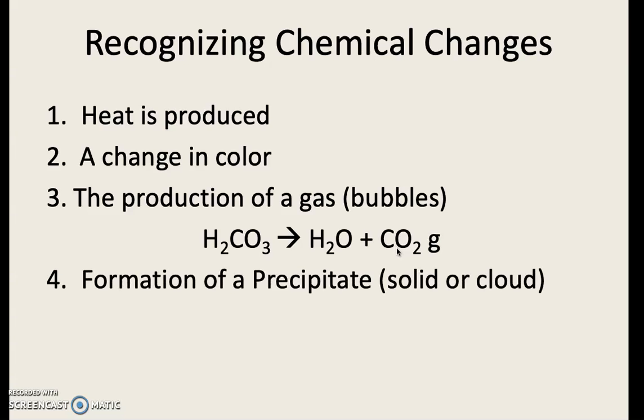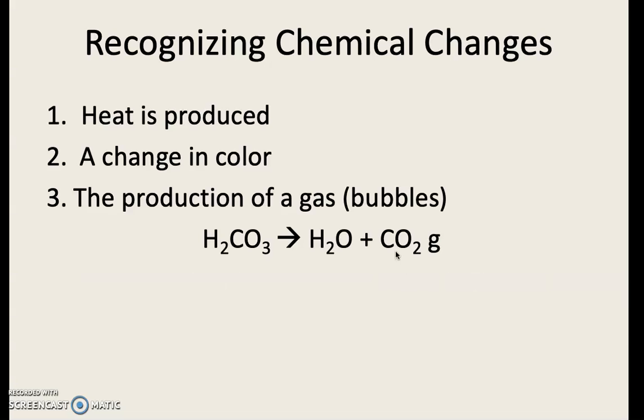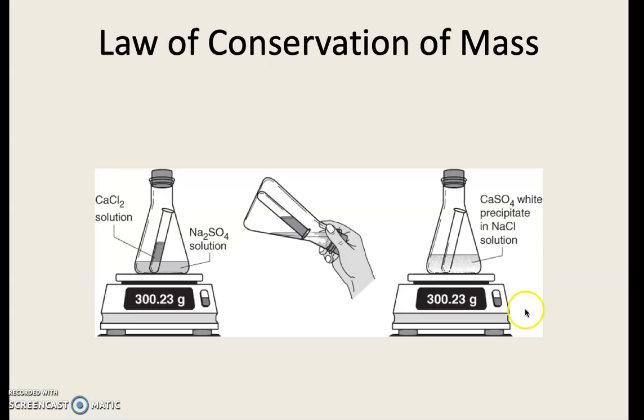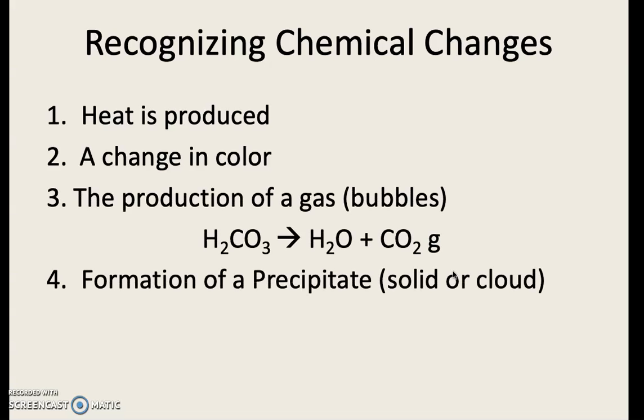And lastly, formation of a precipitate, which is a solid or a cloud. Just like the precipitate that forms, if we go back a little bit here, right here, you have all these little white dots that form. That's a precipitate, and that's one of the 4 clues that the reaction is a chemical change. And that's where we're going to stop.